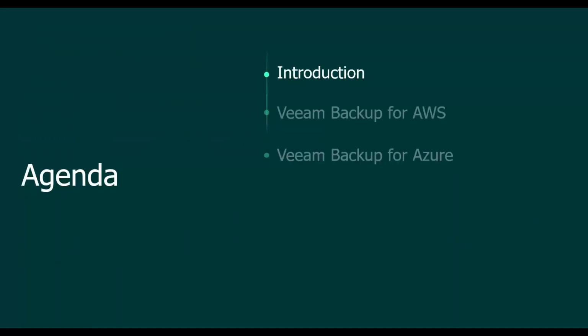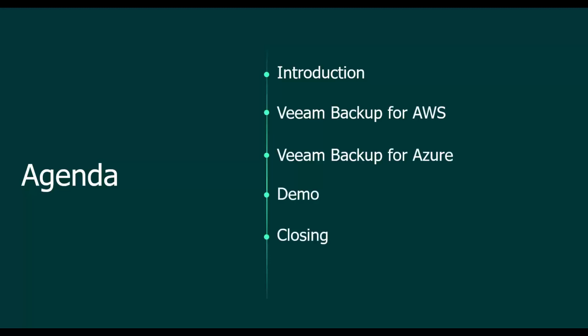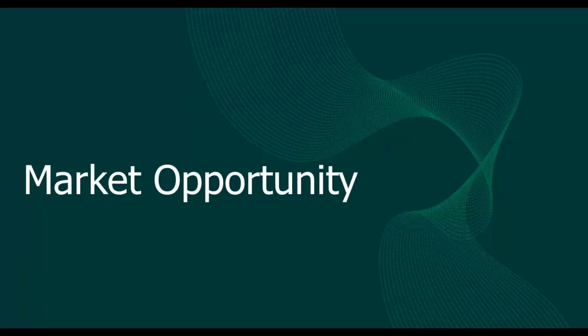The agenda of the webinar today is we'll quickly go through the introduction and the market opportunity, and then we'll dive into the two main products we'll be talking about today, which are the backups for AWS and Azure. We'll show you the main features that were released in the latest edition. We'll explain the logic and architecture of these products, and we'll also demo both of them to give you the feel of the products. But let's start with the market opportunity.